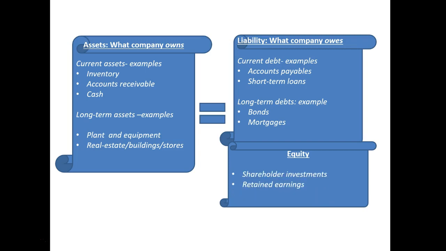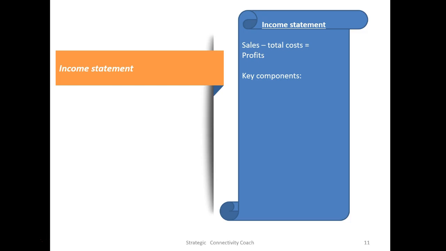Last piece, equity, has two pieces to it: shareholder investments, which is the money invested by the shareholders initially, and once the company starts to make a profit, the company reinvests it back in the business, retaining it, so they're retaining the earnings, and that also goes in the equity. So now let's look at the income statement.